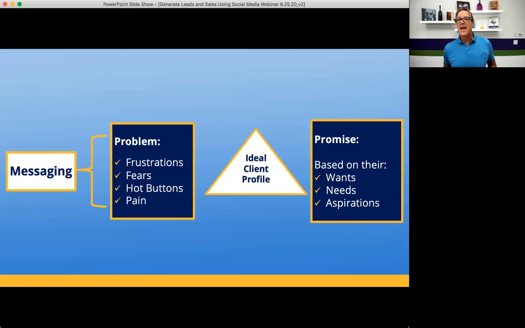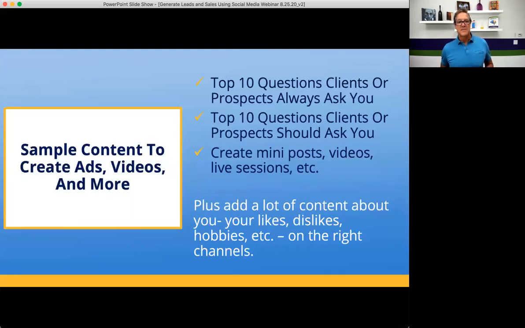All right, so now, once you have this, an easy way to come up with content. What should I create ads on? What social media should I create? Ask yourself this: what are the top 10 questions clients or prospects always ask you? What are the things that you always get asked? Create content and ads around that. What are the top 10 questions that they should ask you that they don't? Create content around that. Then you create mini posts, you can create videos, you can do live sessions. Just on that, I've given you 20 different ideas on how to create content.